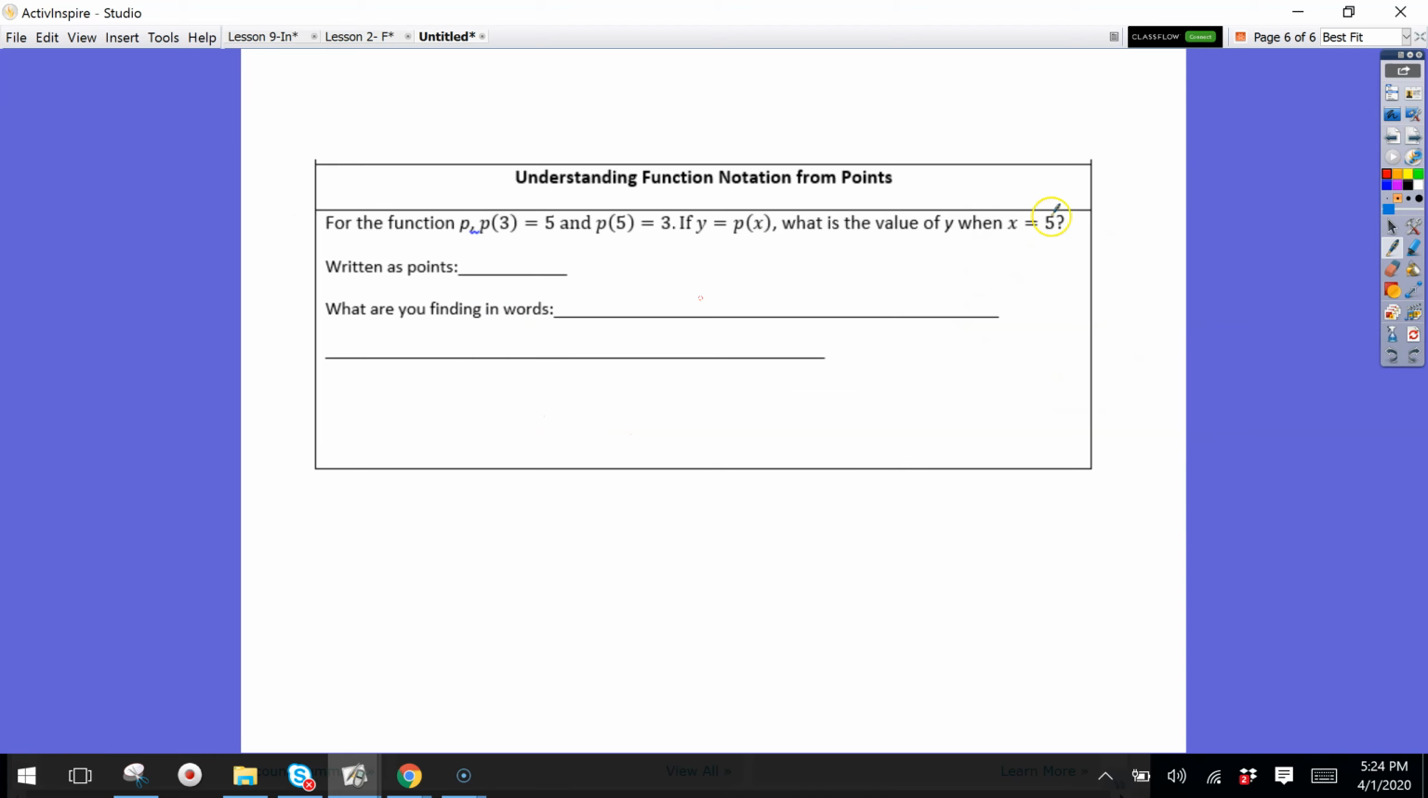Now let's try it again. For the function p of 3 equals 5, and p of 5 equals 3. If y equals p of x, what is the value of y when x equals 5? Okay, so when I plug in an x of 5, I'm trying to figure out what's the value of y. So let's look at our points. Well, this point right here is really the point 3, 5. This point right here is really the point 5, 3.